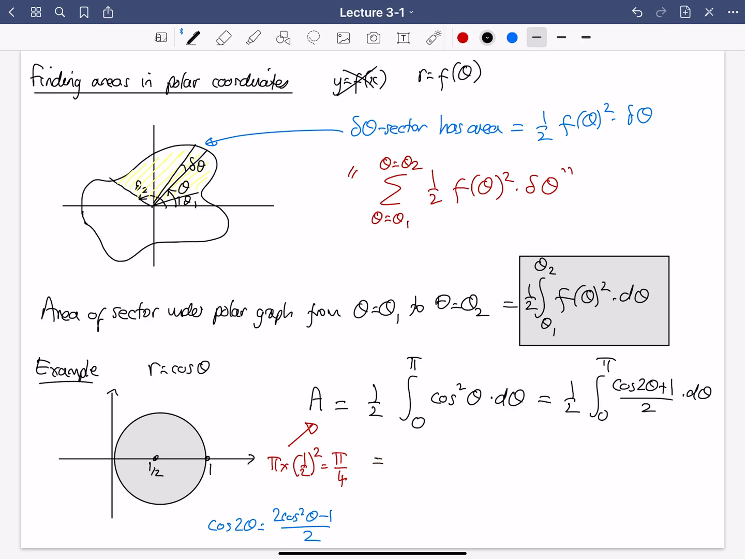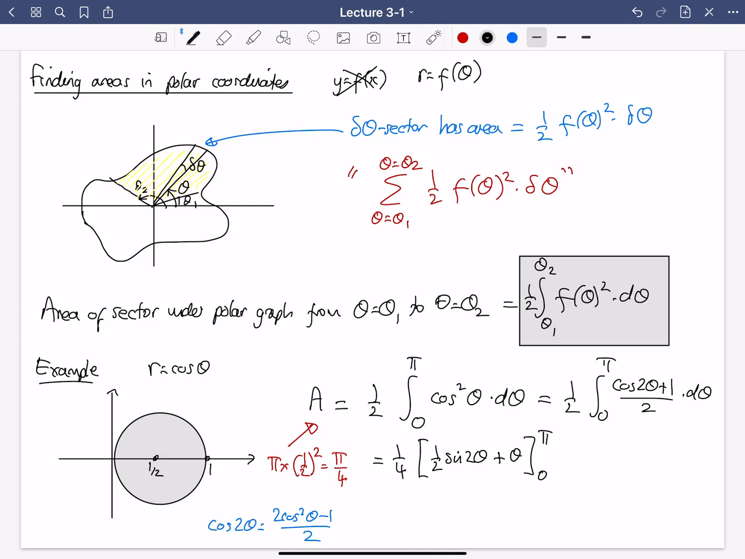So what have I got? I've got a half, and there's another half inside, so that gives me a quarter. Then I need an antiderivative of cos 2 theta, which would be a half sine 2 theta. And an antiderivative of 1 with respect to theta, that would be theta. And we've got to evaluate from 0 to pi.